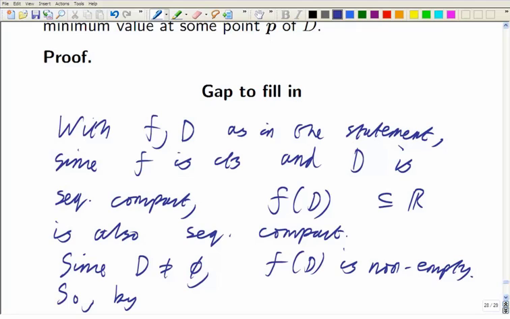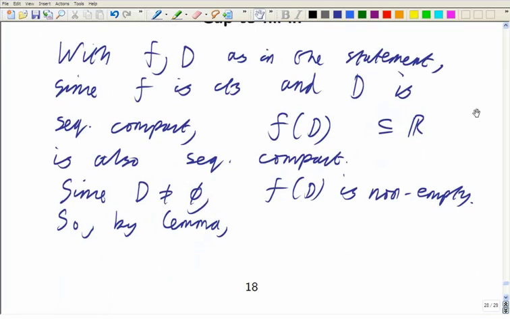Now we can apply that lemma. We know quite a lot about non-empty sequentially compact subsets of the real line. So by our lemma, we know that the image, f of D, has got a maximum element, which we'll call little b, and a minimum element, which we'll call little a.